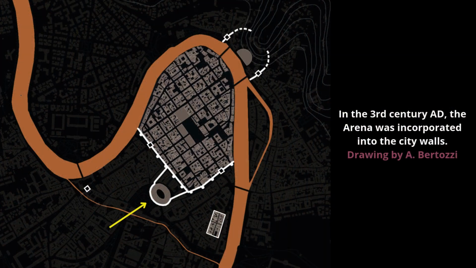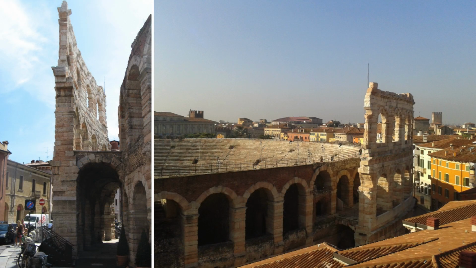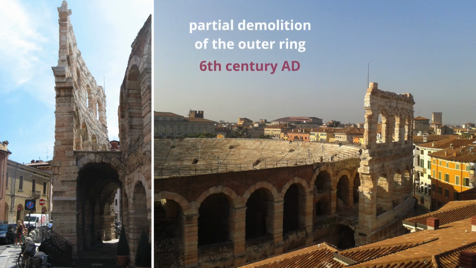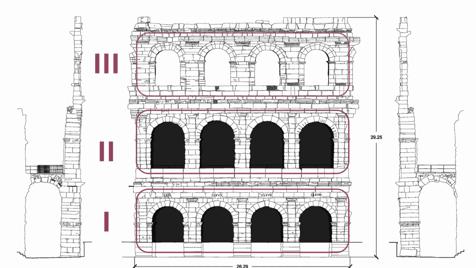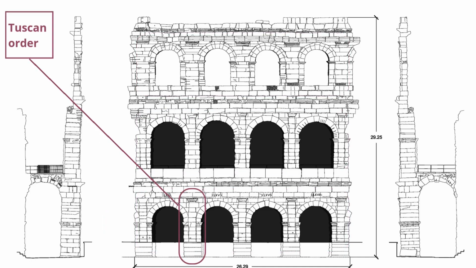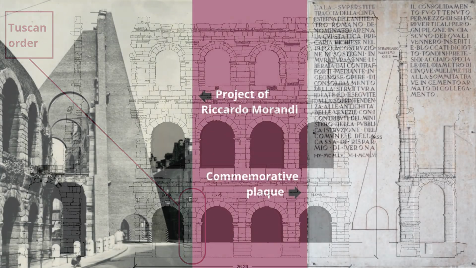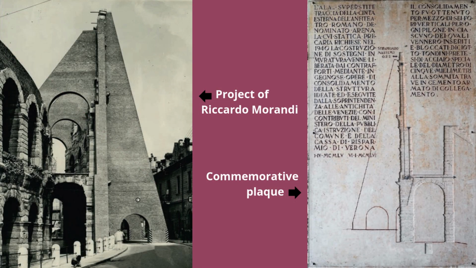The structure was eventually incorporated into the city's defensive walls, and almost the entire outer ring was demolished in the 6th century, during the reign of Theodoric, king of the Goths. Of the original facade, only a section remains today, known as the ala, consisting of 4 superimposed arches in the Tuscan order, which was stabilized between 1953 and 1955 by engineer Morandi.